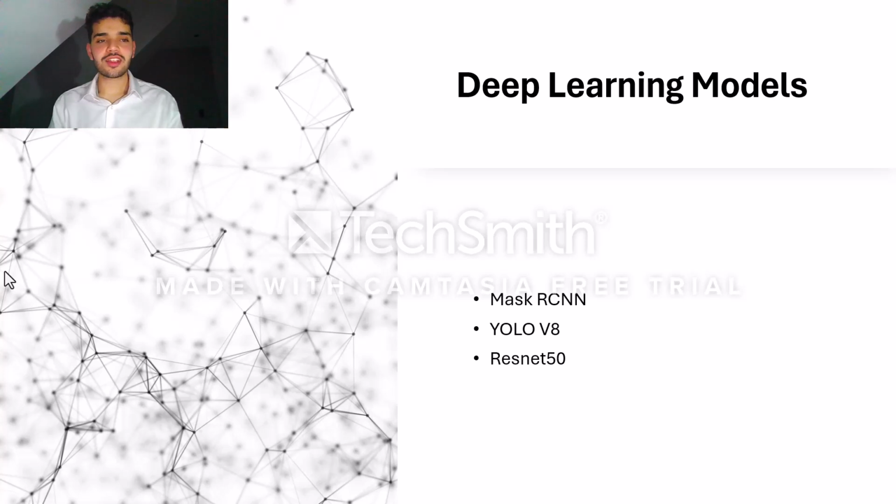For the sake of this research project, we opted for three different deep learning models. Each one of them targets a specific computer vision task. The first one is Mask RCNN, which is used for image segmentation. The second one is YOLO V8, which is used for object detection, and the third one is ResNet 50, which is used for image classification.